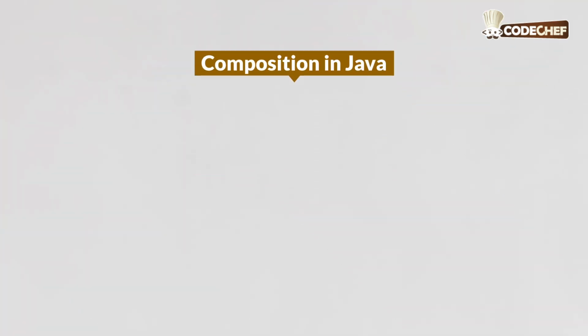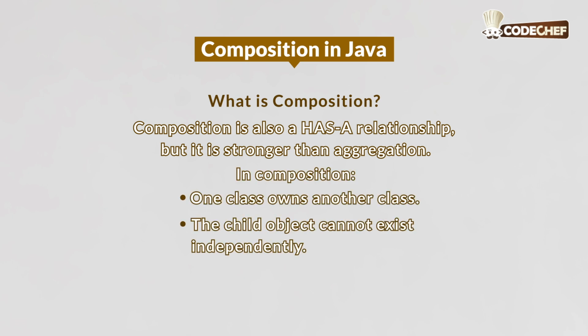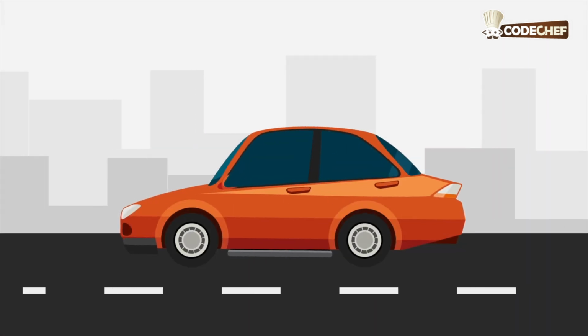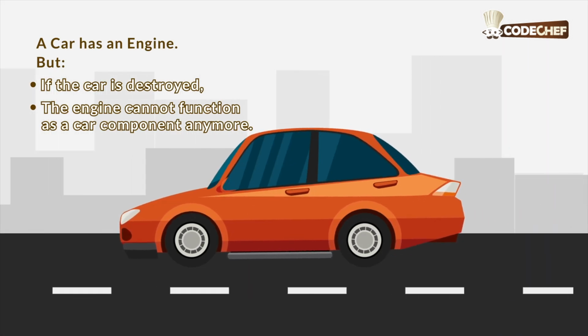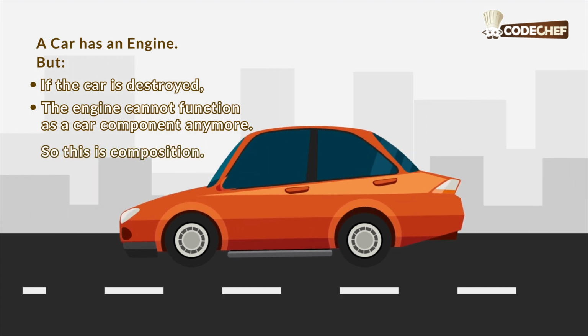Composition in Java. What is composition? Composition is also a has-a relationship, but it is stronger than aggregation. In composition, one class owns another class. The child object cannot exist independently. For example, a car has an engine, but if the car is destroyed, the engine cannot function as a car component anymore. So this is composition.